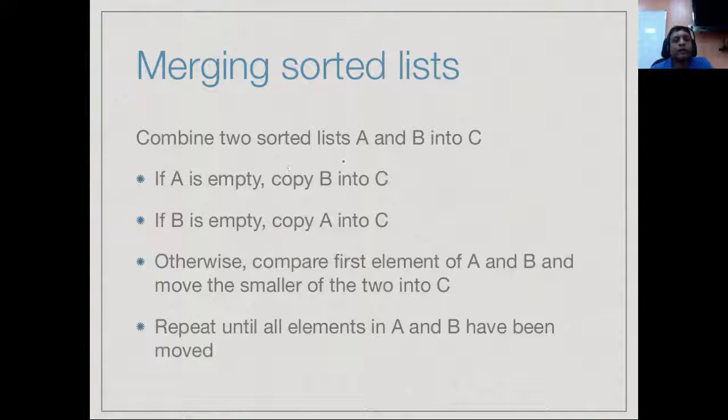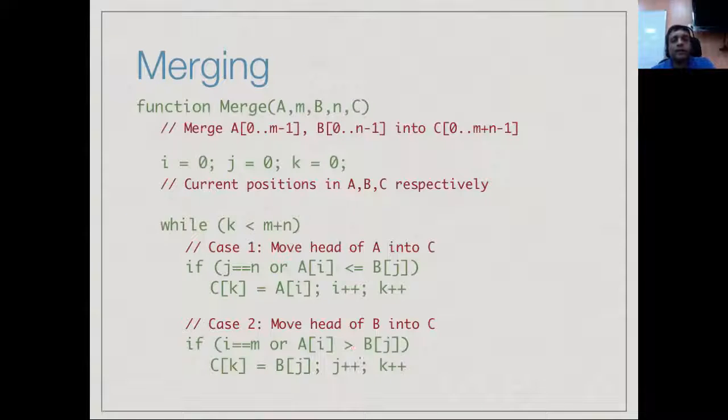So how do I combine two sorted lists or two sorted arrays A and B into a third sorted list C? Well, as we saw, if one of the two is empty, then I don't have to do anything. I just have to copy the other one. So if there is no element left in A, then I can just copy the rest of B into C. If B is empty, I can copy A into C. Otherwise, we compare the first element of A and B and move the smaller of the two into C, and we repeat this until everything has been moved. So here is a simple iterative merge function.